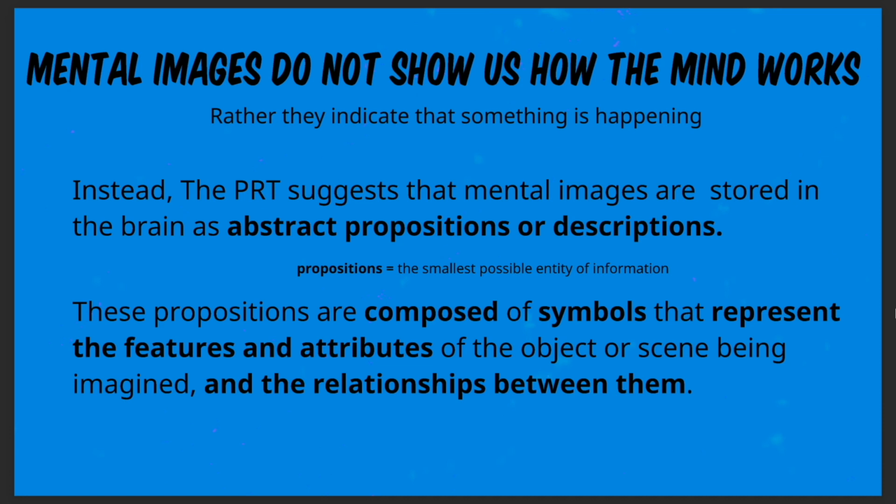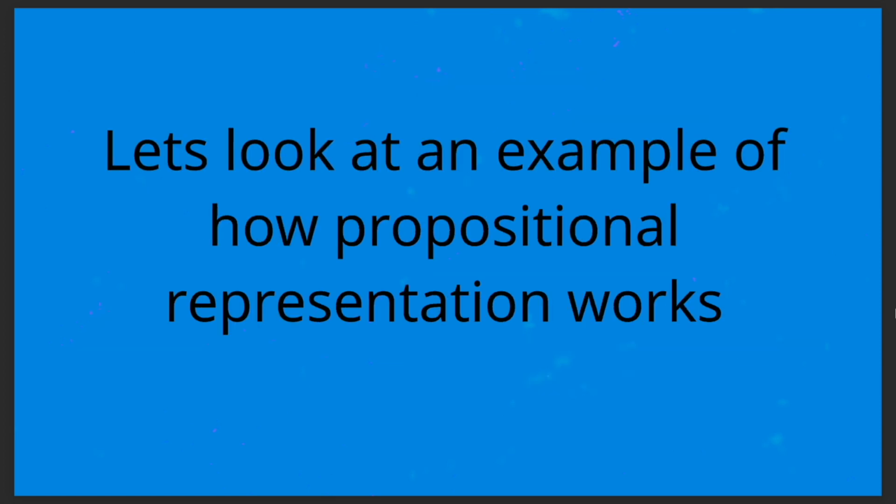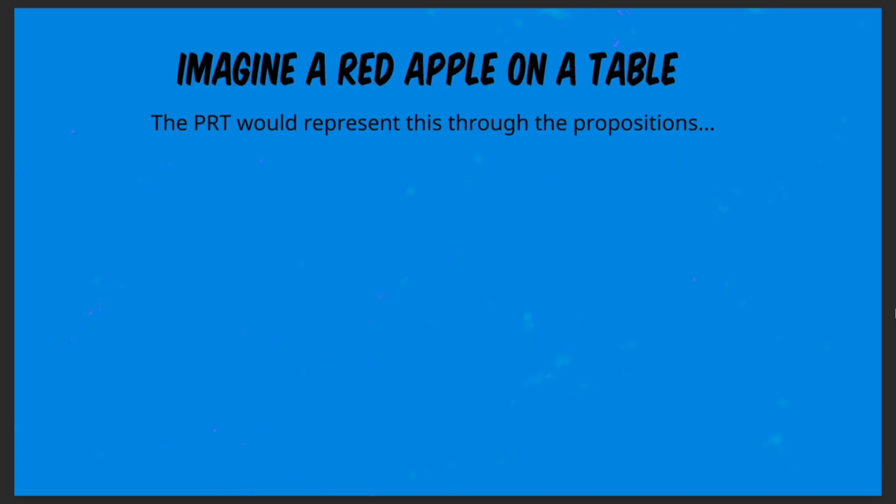Propositions meaning the smallest possible entity of information. These propositions are composed of symbols that represent the features and attributes of the subject or scene being imagined and the relationships between them. Let's look at an example of how propositional representation works. Imagine a red apple on a table.